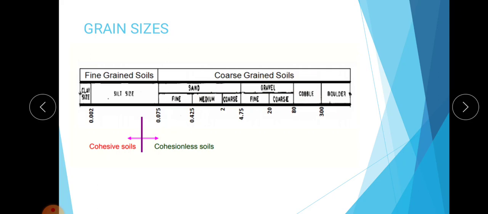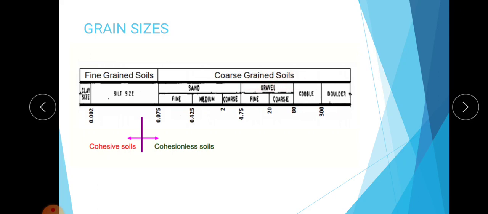A particle with size greater than 0.075 mm is known as coarse grained soil. Coarse grained soil may be sand or gravel, and sand and gravel are classified based on the boundary 4.75 mm. A particle with size less than 4.75 mm will be sand, and size greater than 4.75 mm will be gravel. So this is the general classification.